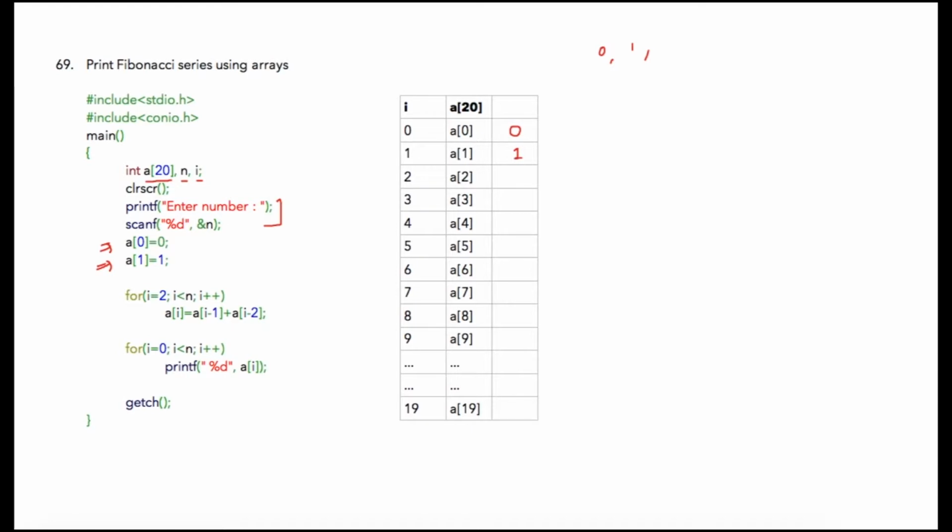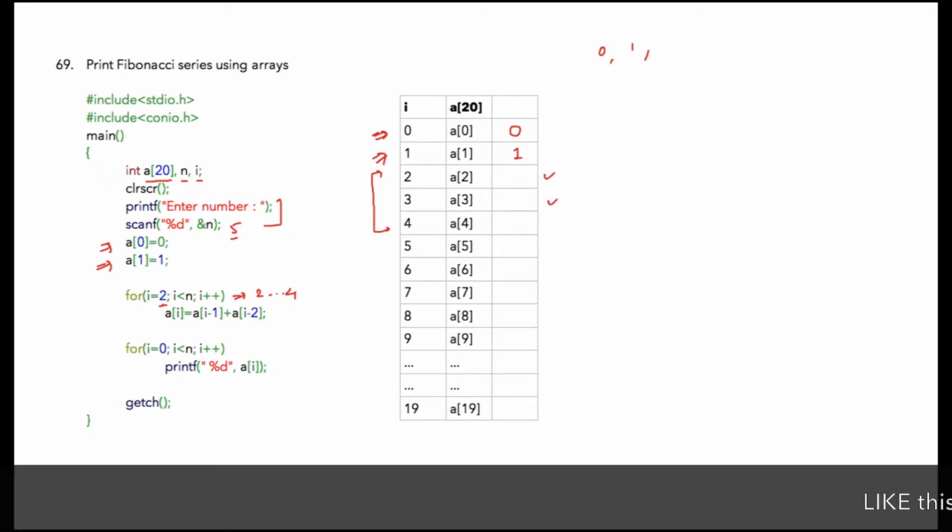So suppose the user has entered 5. Because the first two values are already stored, we need to calculate from this location till this. So our for loop will begin from 2 and it will go till less than n. So if the user has entered 5, it will go till 4. This loop will execute from 2 till 4. So in the for loop, we need to calculate these values iteratively.